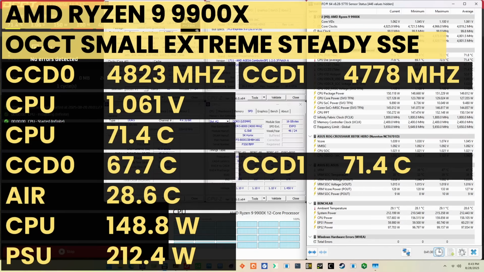When running the OCCT CPU SSE stability test, the average CPU CCD0 effective clock is 4823 MHz and CCD1 effective clock is 4778 MHz with 1.061 volts. The average CPU temperature is 71.4 degrees Celsius. The average CPU package power is 148.8 watts.